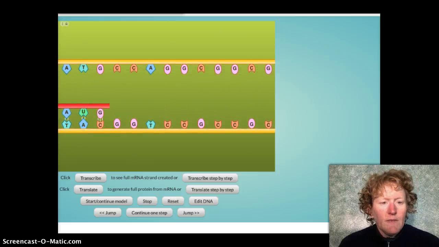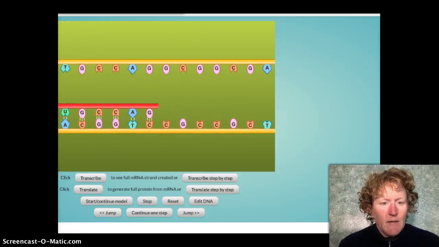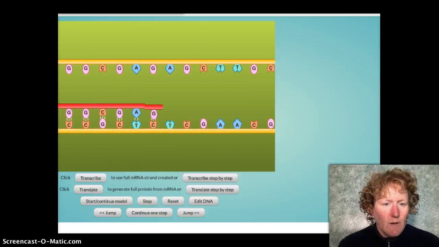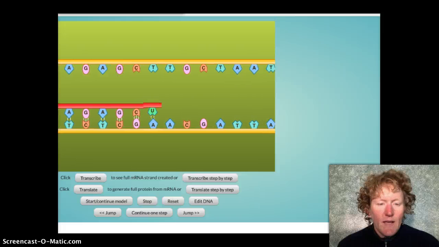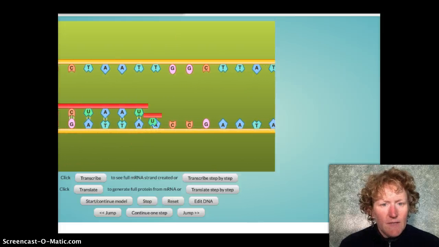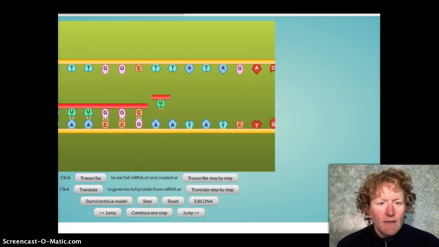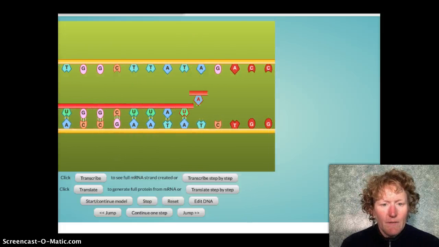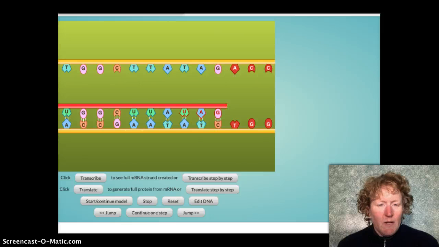So you can see that the DNA is being unzipped here. This is transcription. You can tell it's transcription and not replication because only one side of the DNA is being used. That's the sense side of the DNA. The antisense side of the DNA is left alone. The stop codon appears.